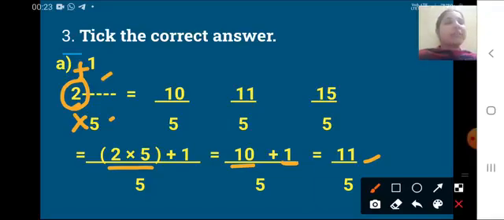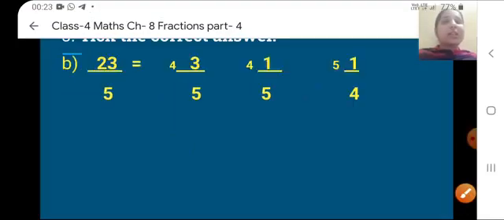So what will we get? 11 upon 5. So which is the correct answer, children? 10 upon 5, 11 upon 5 or 15 upon 5? Yes, 11 upon 5. So we will tick this one. Got it? Now let's see the next one.